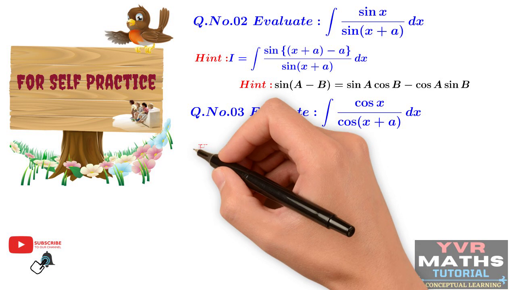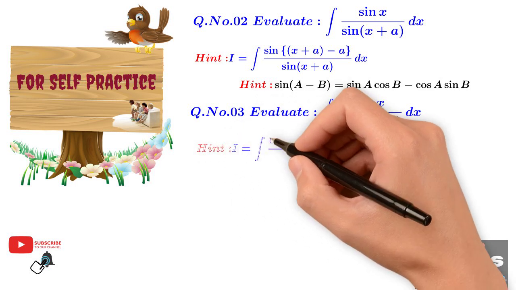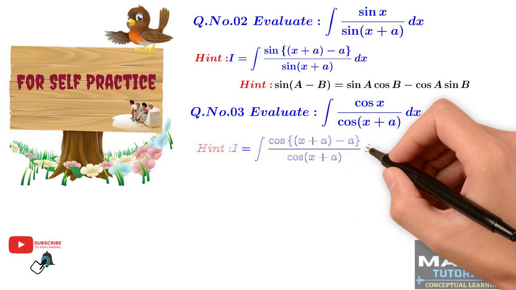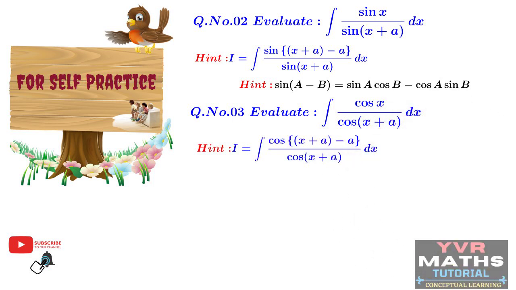See here, I is equal to integral cos of x plus a minus a by cos of x plus a dx. If you observe here, the numerator part is clearly in the form of cos of a minus b. Now you can apply the cos of a minus b formula on the numerator and then split the terms, then you will get the answer.